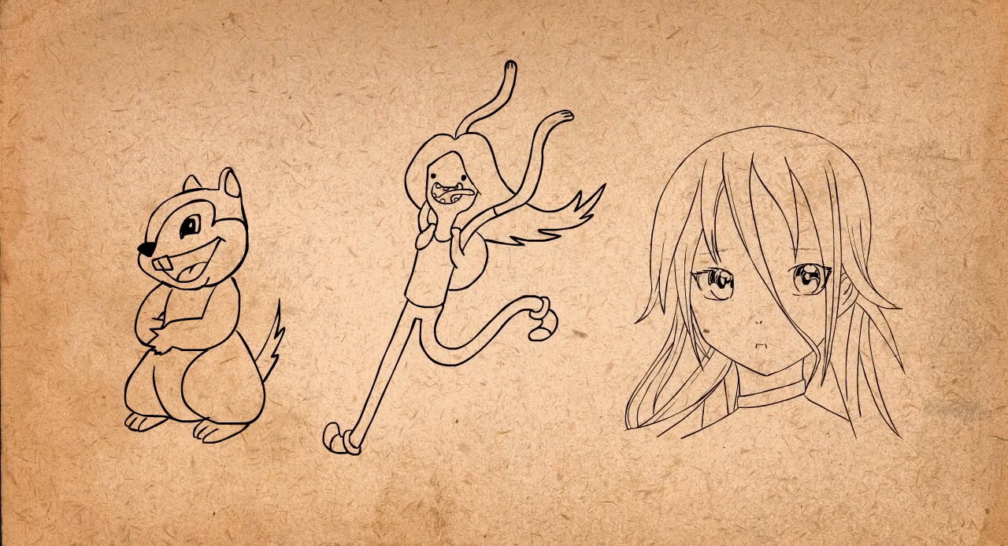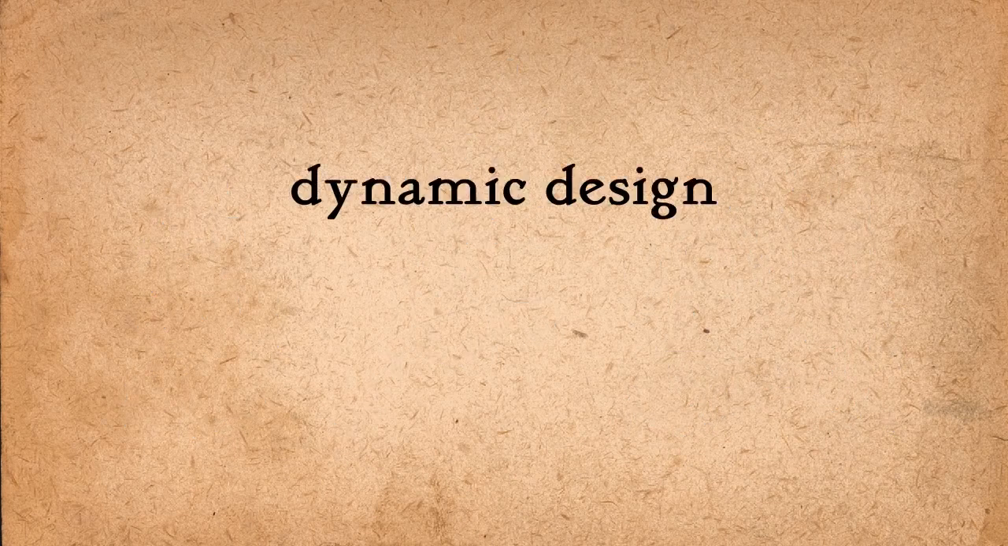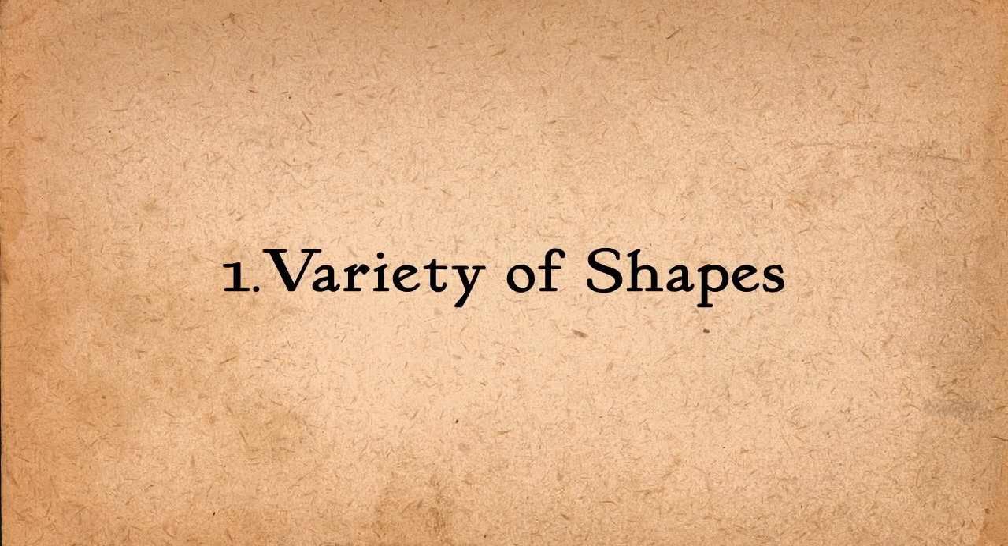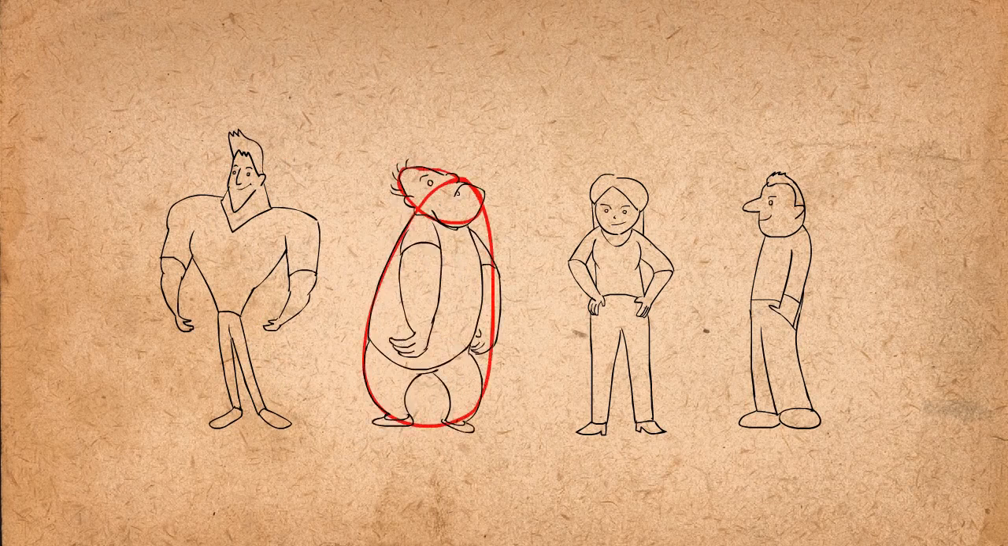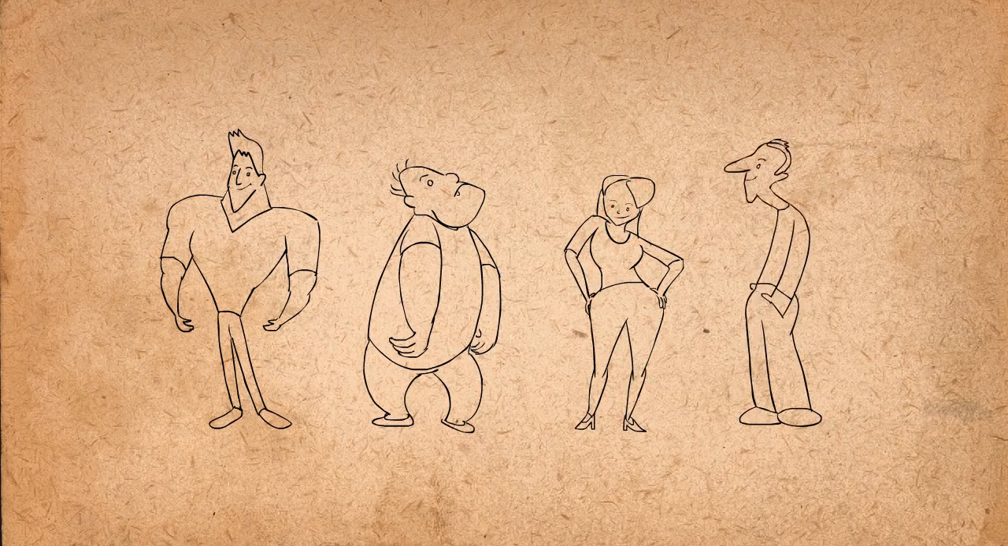The tricky thing about this is that everyone has a different standard for what is appealing. However, just giving your character a dynamic design can greatly boost its appeal. Here are 3 steps to doing that. First, use a variety of shapes. Instead of using the same shape for every character, try out different shapes, because there's no limit to the spectrum of crazy configurations that characters can have.